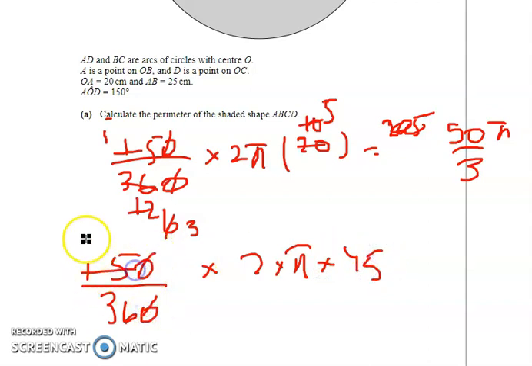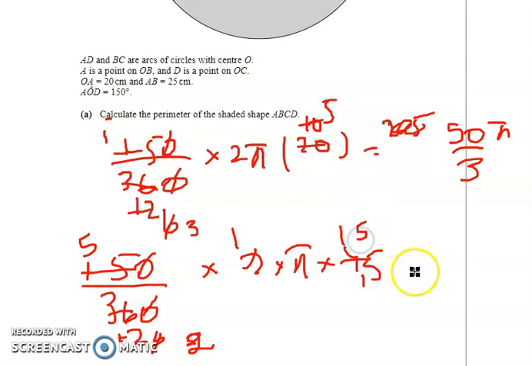Again, 5, 12, 2 ones are 6 are 3 2s are 6 and 3 ones are 3, 15. So this will be 15 multiplied by 5, that is 75. So 75 pi over 2.